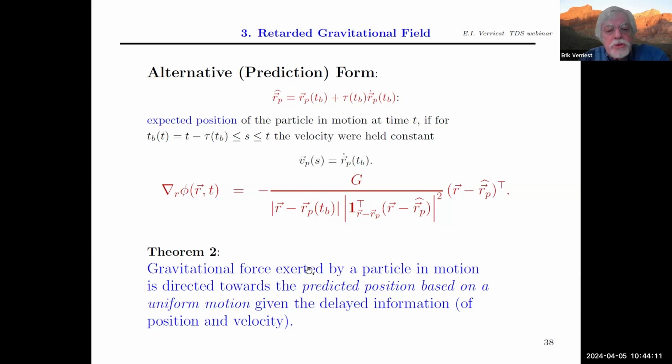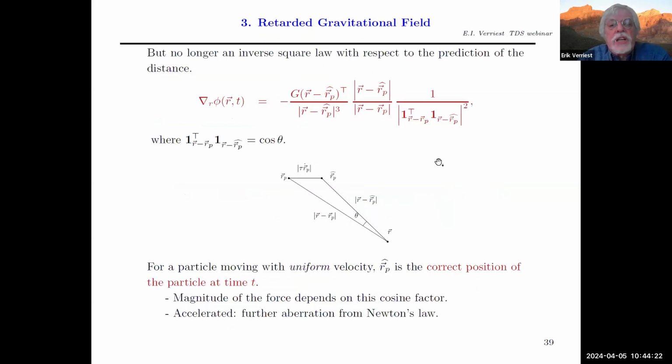So theorem 2 says the gravitational force exerted by a particle in motion is directed towards the predicted position based on uniform motion, given the position and velocity at the past time. This is an equivalent expression of this. So this looks equivalent now to Newton's condition, but where Rp is the predicted position. And there are two correction factors.